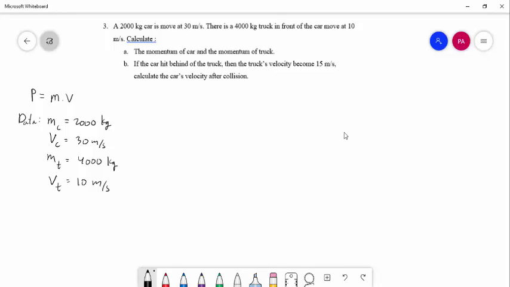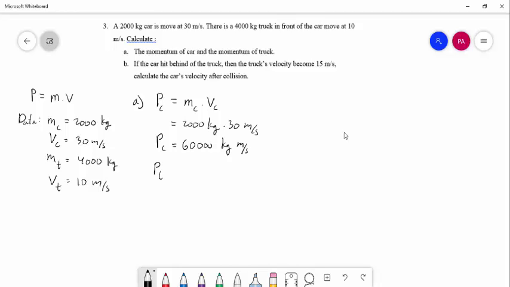And for question A, the momentum of the car is equal to the mass of the car times the velocity of the car. It's equal to 2000 times 30 meters per second, so it's equal to 60,000 kilogram meters per second. This is the momentum of the car.